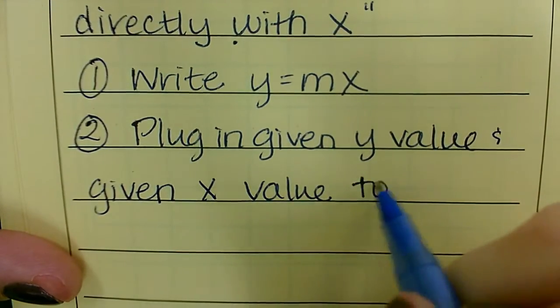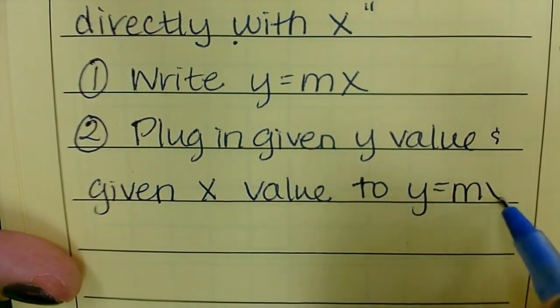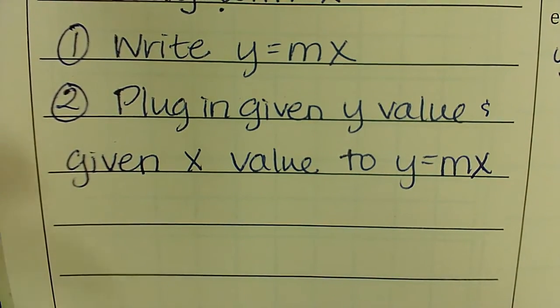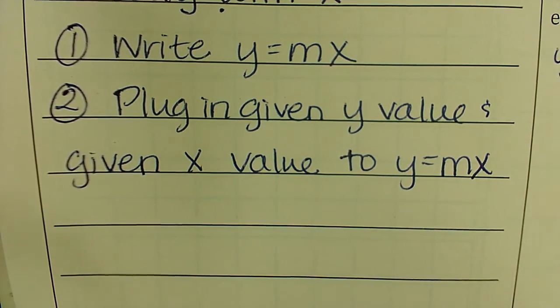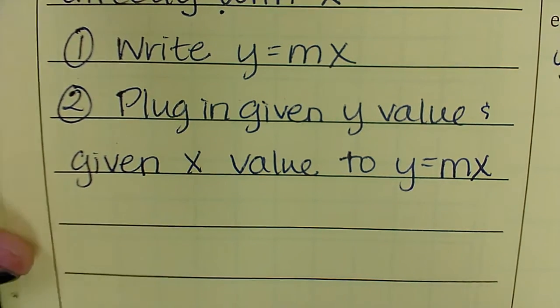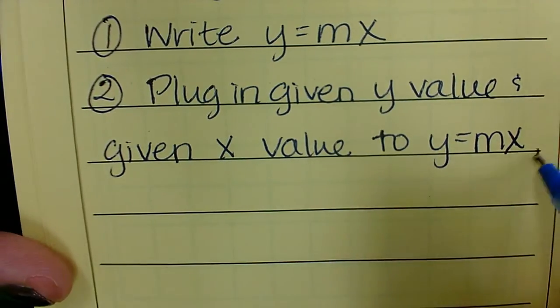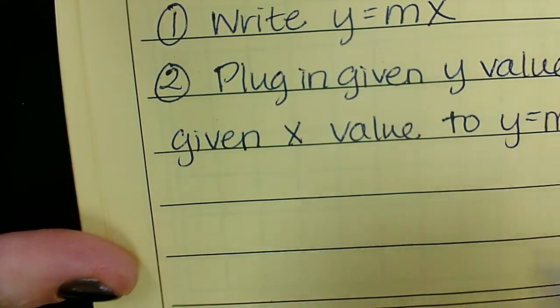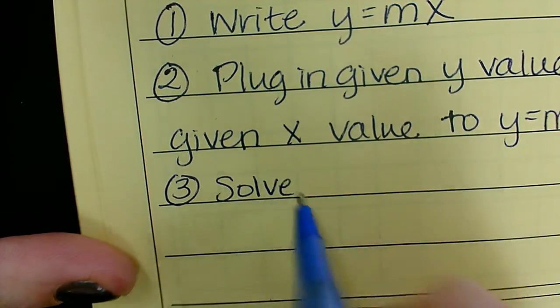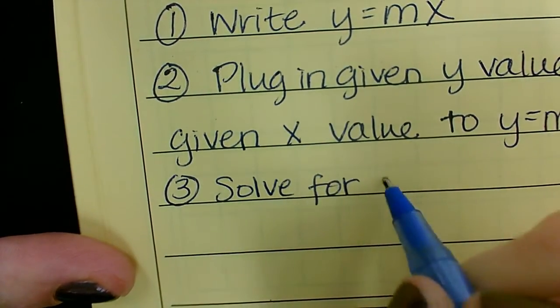So that's going to be our next step. So again, we'll have this problem. We have y equals mx. They're going to give us a couple values. We plug those in to y equals mx. And after that, actually, we'll just do number 3. And then what we do is we solve for our constant. And remember that our constant in this situation is just going to be our m value.